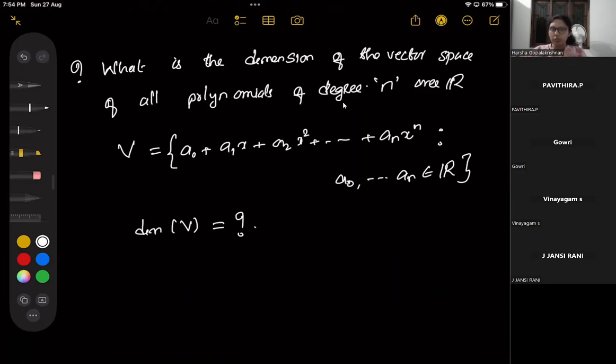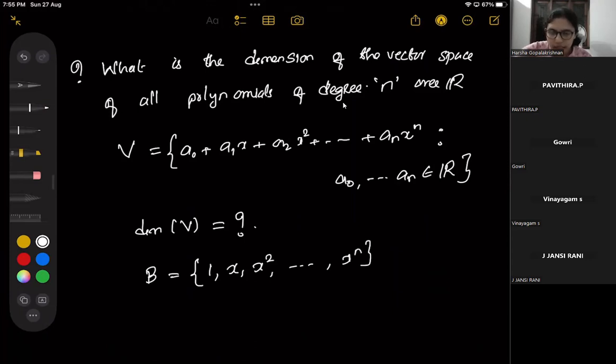Dimension of V means first we need to see what the basis is. If we get the basis, we can say what the dimension is. So what can be the basis? Which set can generate all the polynomials like this? Any idea? Ma'am, 1, x, x squared up to x power n. There are n plus 1 elements that generate the vector space. So the dimension is n plus 1, because it starts with 1 and it ends in x power n.